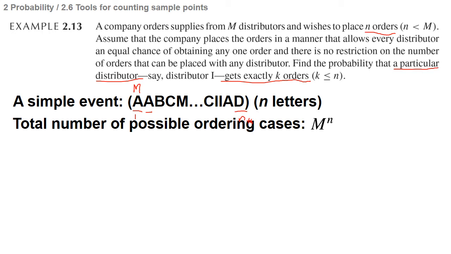So for this simple event, there are N slots, and we should fill in I exactly K times. So I exactly K times. In here there are N positions, and among N positions, we are filling distributor I K times. So N choose K. By N choose K, we fill I's in K positions.